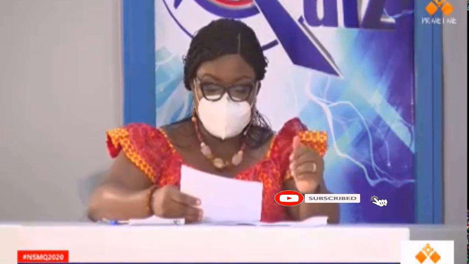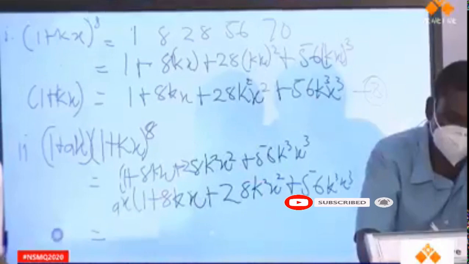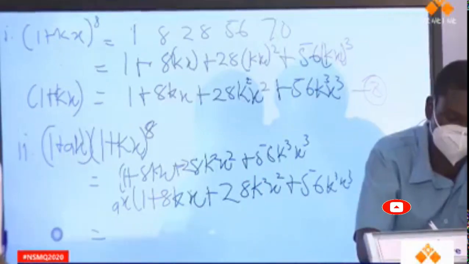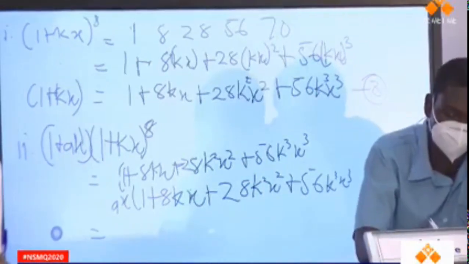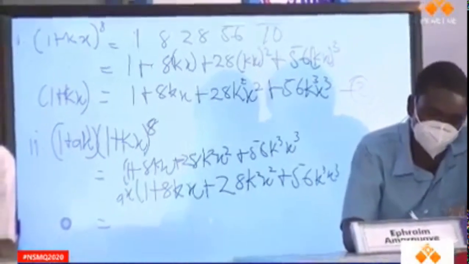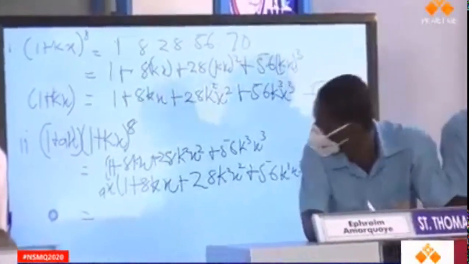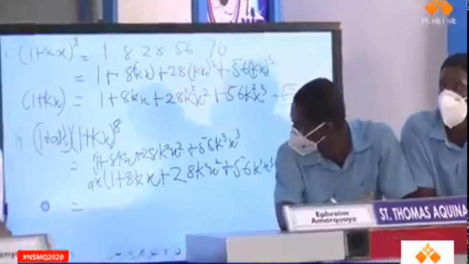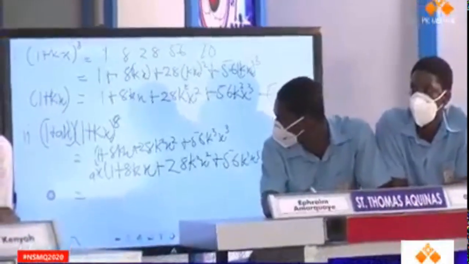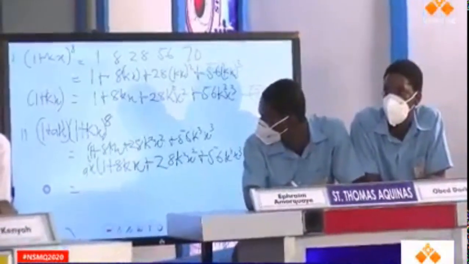Then for x, they equate the coefficients, and they get k to be 1, since k is greater than 0, and a equals -8. They get 2 points for that. Then for the term in x cubed, the coefficient will be -168. They get 2 points for that. So let's see.